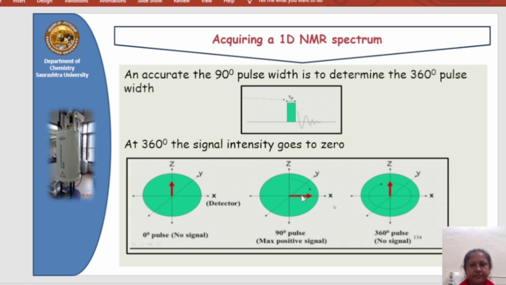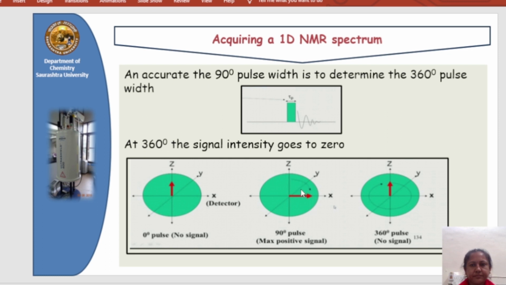Now if we apply a further 90 degrees, it comes to 180, exactly opposite to the z-axis or natural vector. Then if we apply a further 90 degrees, it is 270 degrees, which is the minus y-axis. If it is on the minus y-axis, we can say that it is negative, so the signal will not be detected. Then if we apply a further 90 degrees, it comes to the original position on the z-axis, that is 360 degrees. So the signal is best detected with exactly a 90 degree pulse.